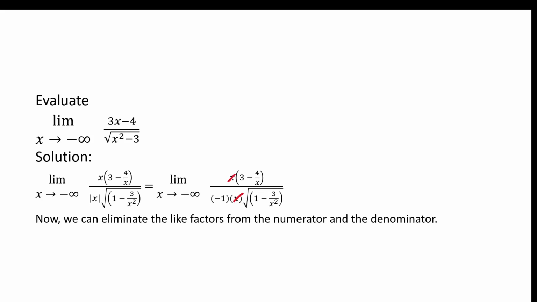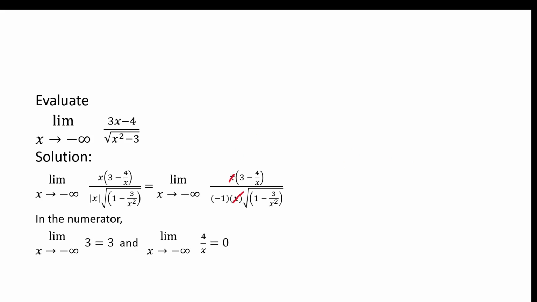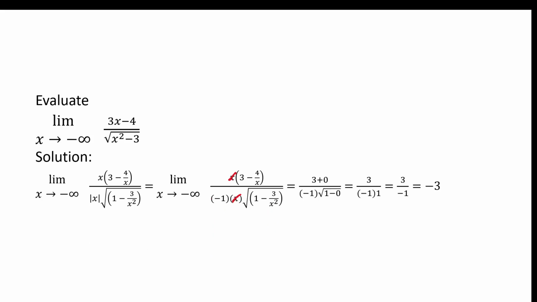And now, instead of having negative x in the denominator, we call it negative 1 times x. We can cross out the x's as shown here. And now we can determine the values. Well, we know this will be a 3, that'll be a 0, that'll be a 1, that'll be a 0, but we still have this factor of negative 1 that we need to consider. And so the answer is negative 3.